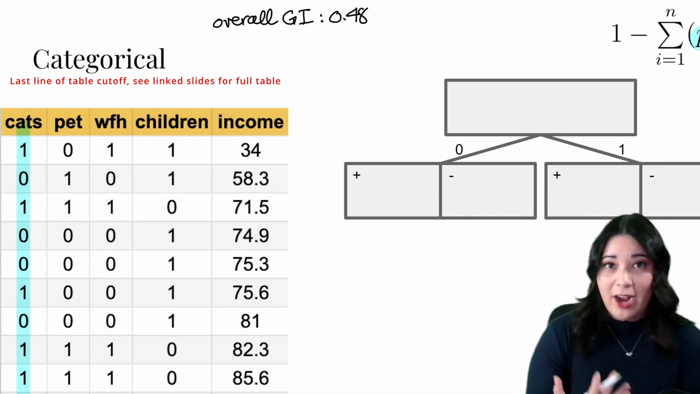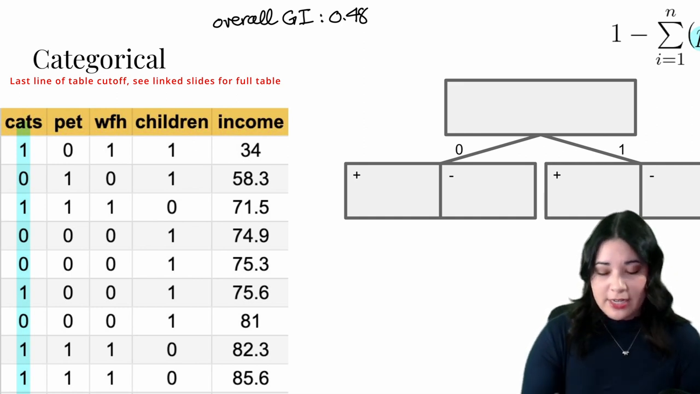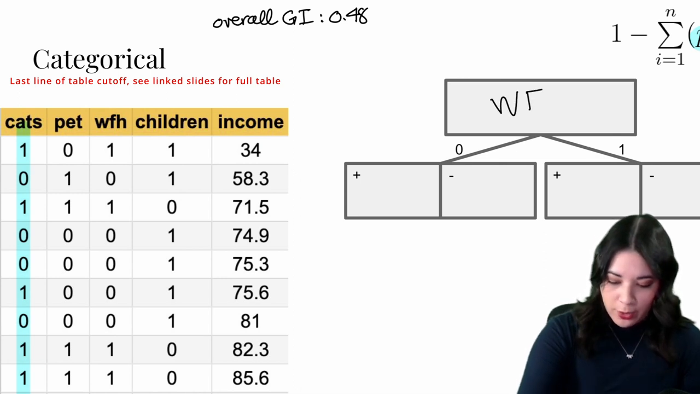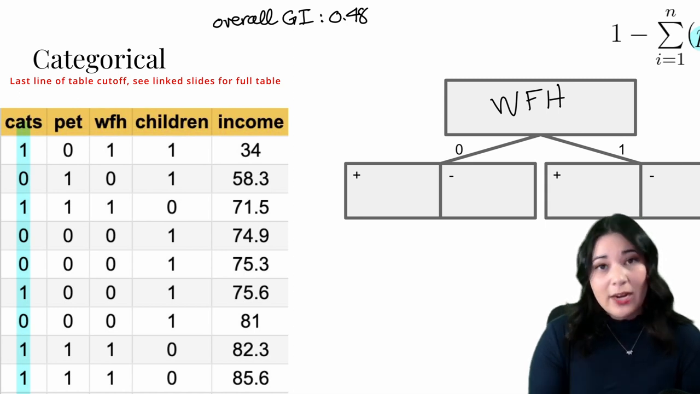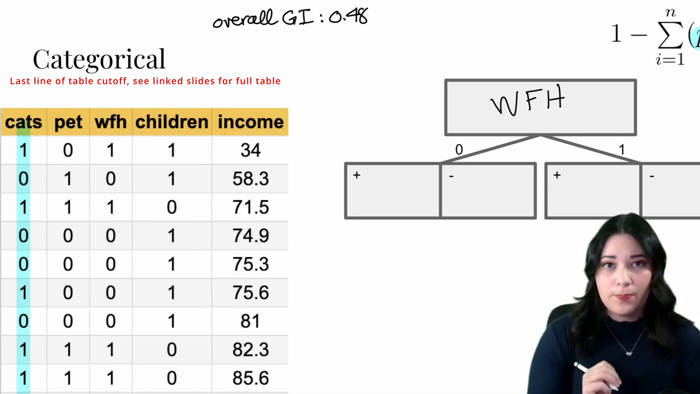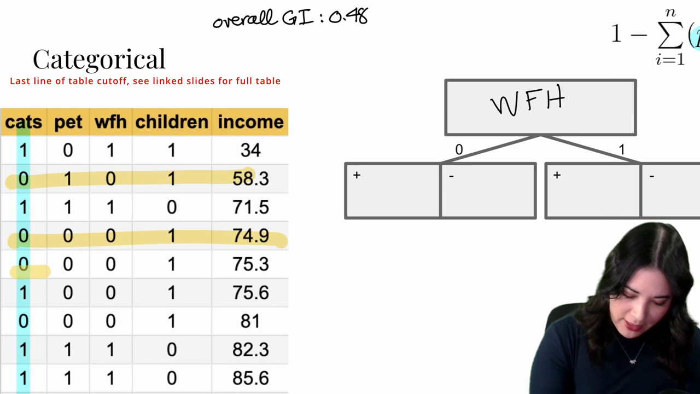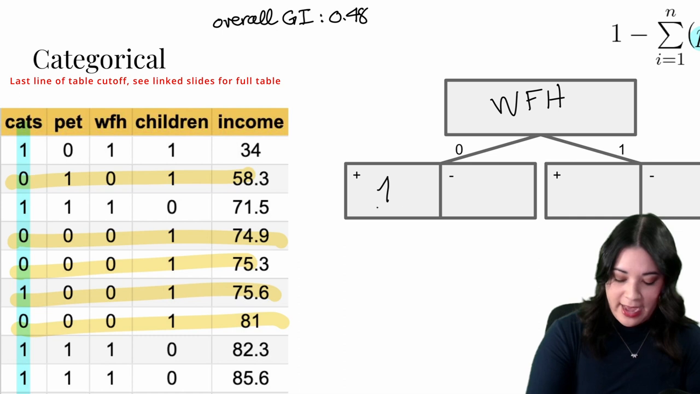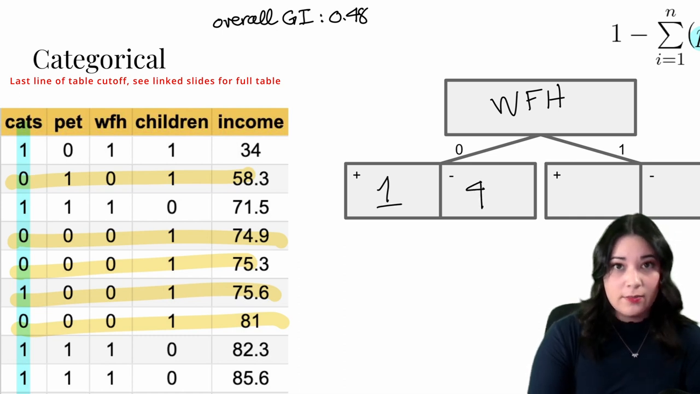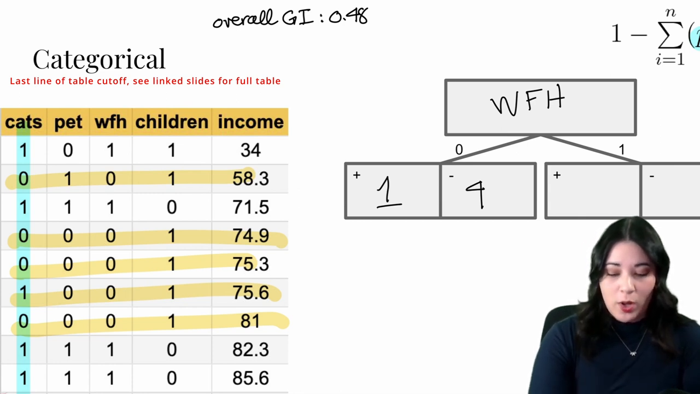Let's go ahead and try out one of our variables. We'll start with the work from home variable. So we're going to take all of our data and we are going to split by work from home. On the left-hand side, we're going to have people that do not work from home. And on the right-hand side, we're going to have people that do work from home. In this data set, the people that do not work from home are this person, this person, this person, this person, and this person. Of those people, 1 has a cat and 4 do not. Let's go ahead and calculate the Gini impurity of the left-hand node. Our Gini impurity is 1 minus the sum of the probability of each category squared.